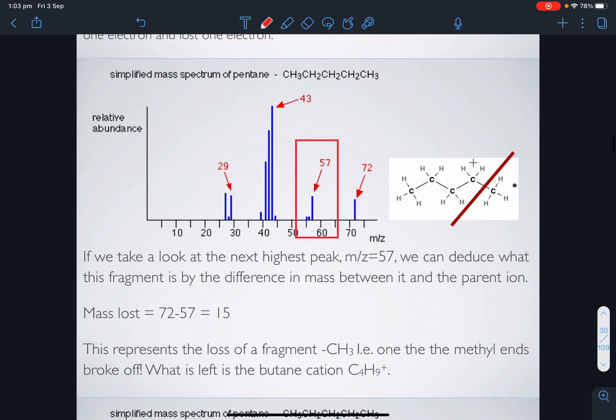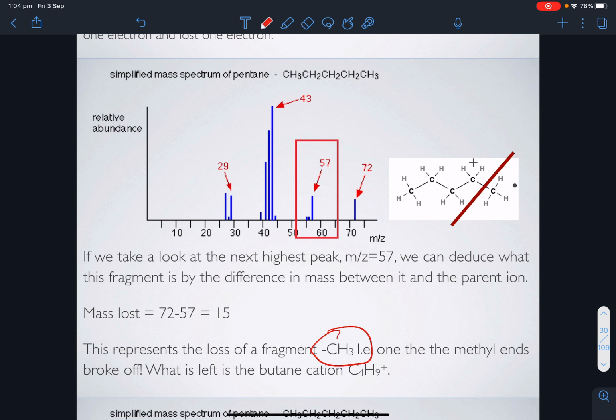If we take a look at the next highest peak, the next major one here is at 57 mass to charge. We can deduce what this fragment is by the loss in mass, or the difference between it and the parent ion. So here we've got 72 down to 57. It's a drop of 15 mass to charge, or 15 grams per mole, okay? And this 15 comes up so many times in mass spectrometry of organic compounds because it's the loss of a CH3.